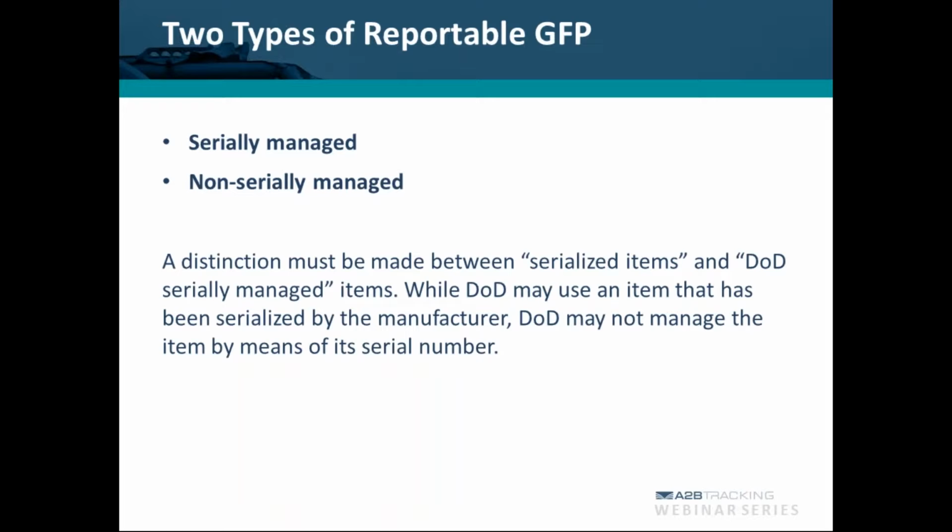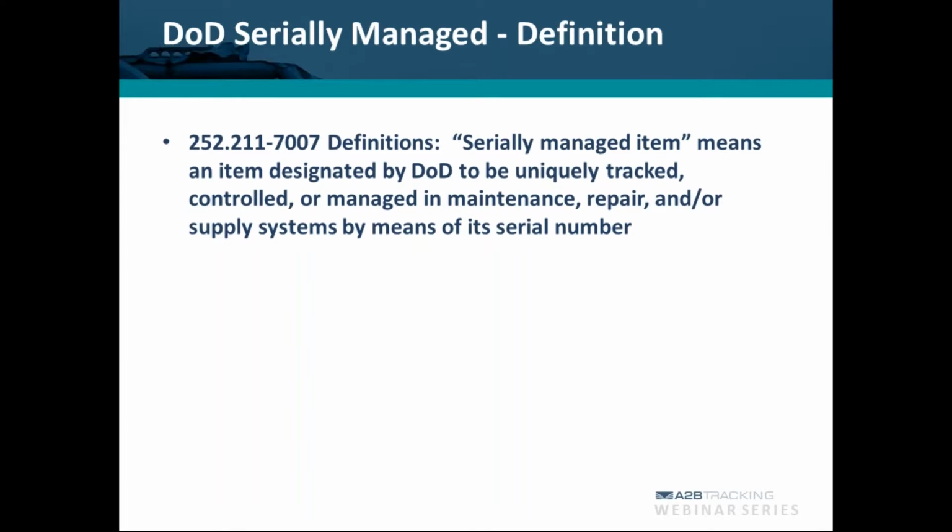Let's take a look at the next slide. Okay, so in the DFARS clause 252.211-7007, the definition of serially managed is included, and it states that it means an item designated by DoD to be uniquely tracked, controlled, or managed in maintenance, repair, and/or supply systems by means of its serial number. This is probably one of the most misunderstood areas in IUID. Contractors do not determine if an item is serially managed. It is the government's call.